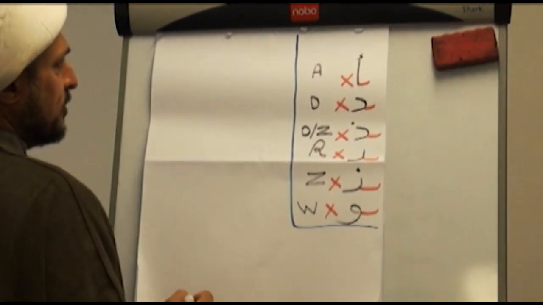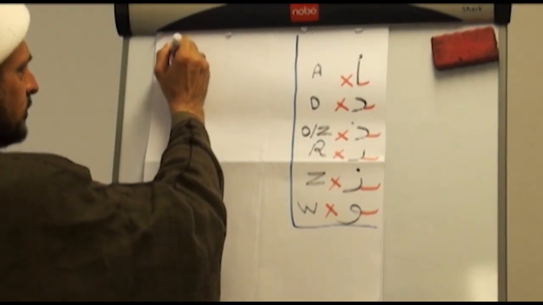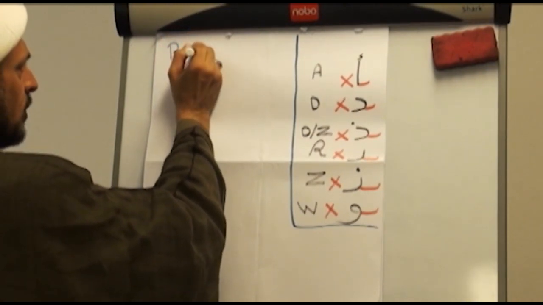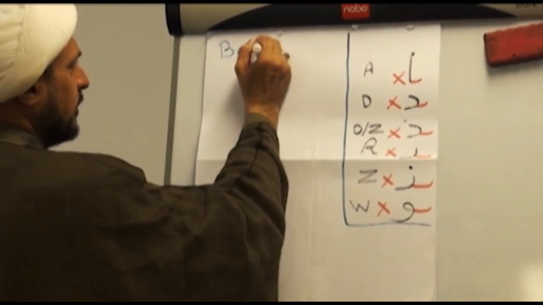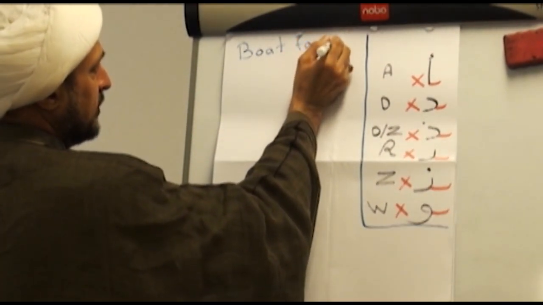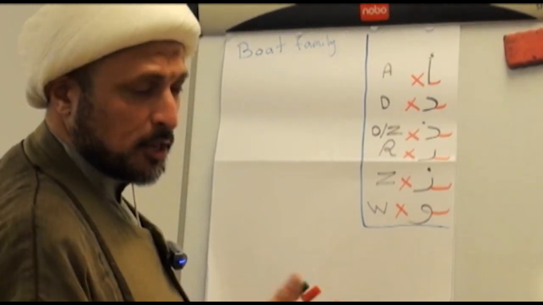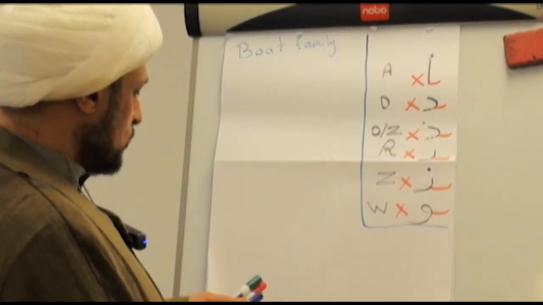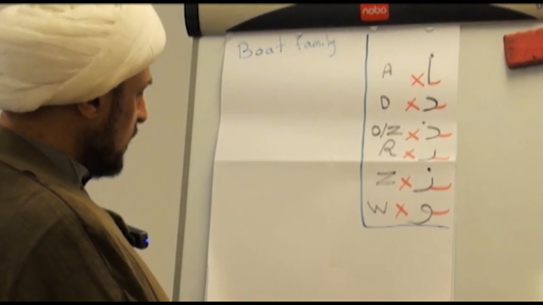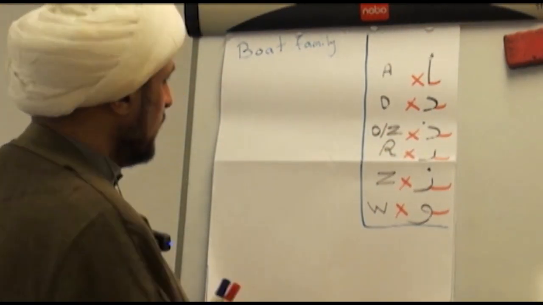Now we take another family, a family which is like a boat family. Of course, these are my names, not a standard name. Like they're like a boat. Row, row on the boat, like a canoe. So they look like a canoe, like a boat.